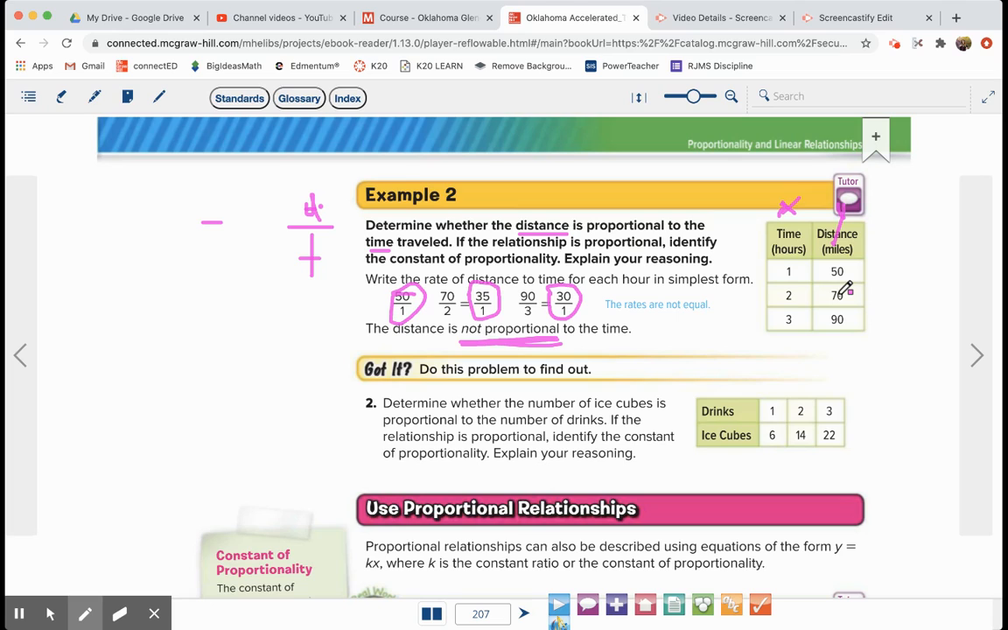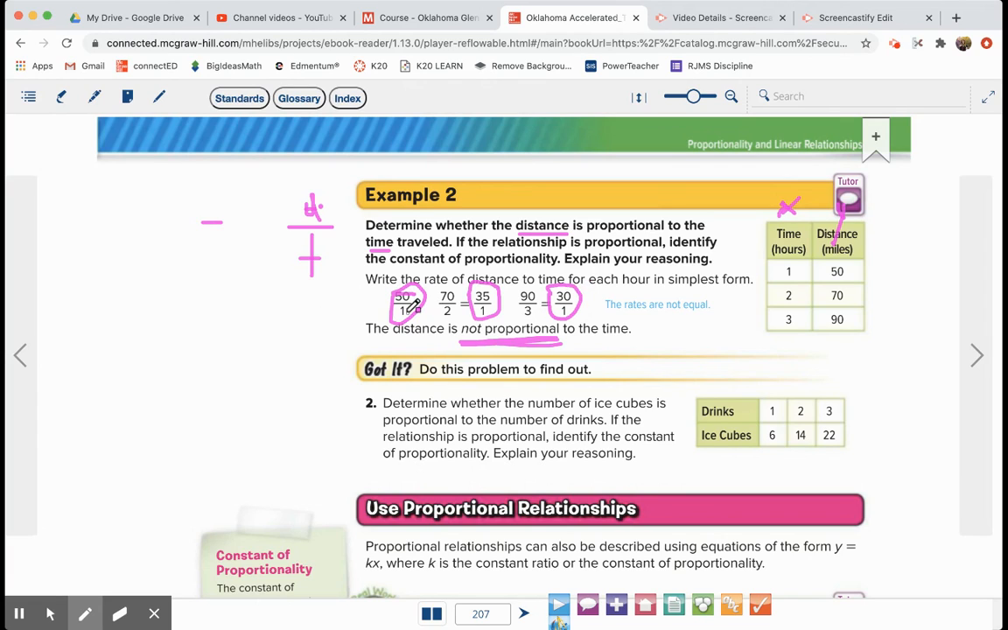that may be like a speed limit. So say your parents are driving you down the road. This just means that they're driving at different speed limits over the 3 hours. They're not driving the same speed. For example, if they were driving 50 miles per hour the whole time, these would have all come out to 50 over 1. But since they're different, who knows, this could be like a school zone.